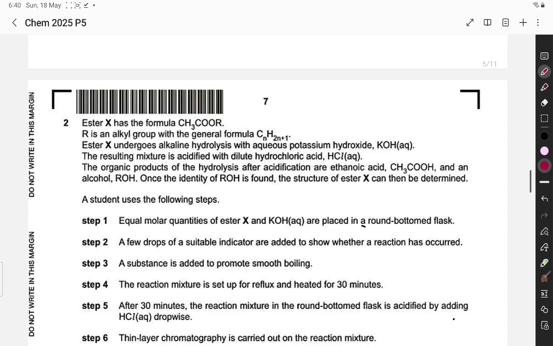Question number 2. Ester X has the formula CH3COOR. R is an alkyl group with the general formula CnH2n+1. Ester X undergoes alkaline hydrolysis with aqueous potassium hydroxide. The resulting mixture is acidified with dilute hydrochloric acid. The organic products of the hydrolysis after acidification are ethanoic acid and an alcohol. Once the identity of the alcohol is found, the structure of ester X can then be determined.